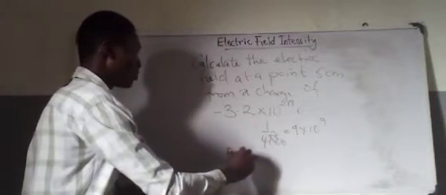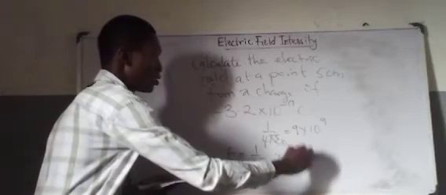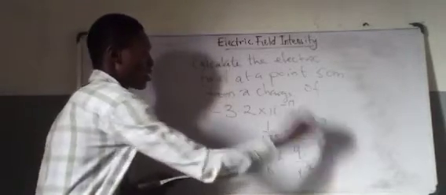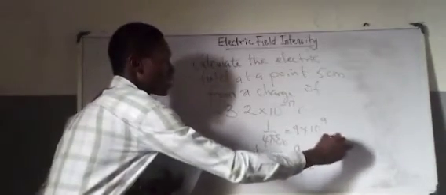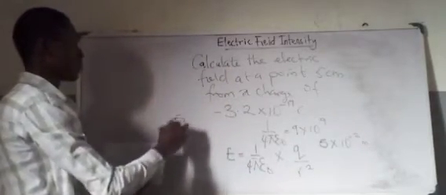What we simply do is remember that our electric field is given as 1 divided by 4 pi epsilon naught multiplied by Q over R squared. We should also bear in mind that our R is given as 5 cm, so we have to change it to meters, which is 5 times 10 to the power minus 2 meter. If we convert 5 cm to meters, that's 5 divided by 100.